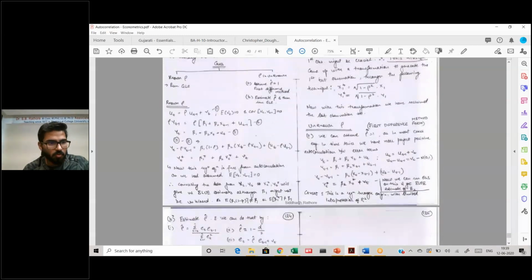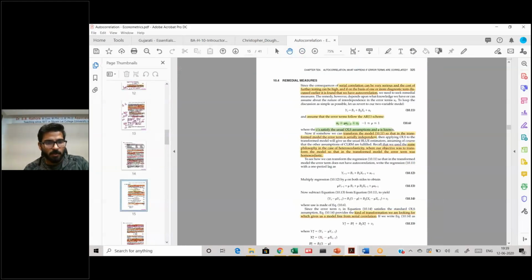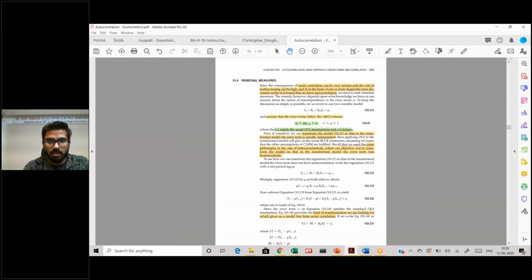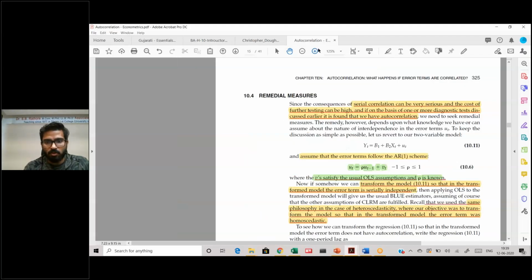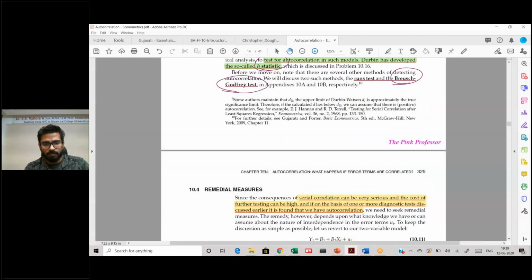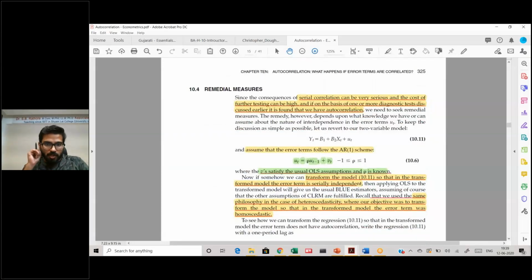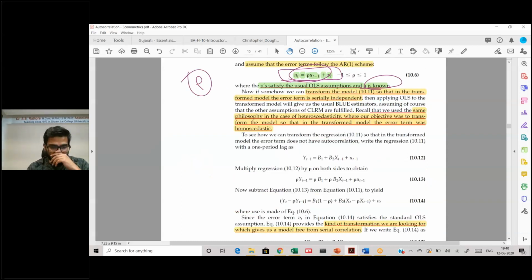Now let's go forward to the last part of our discussion, the remedial measures. The remedial measures are extremely simple. Either you know the relationship between the error terms, so if rho is known, you can estimate this particular regression. And if that is known, you can simply modify your regression.